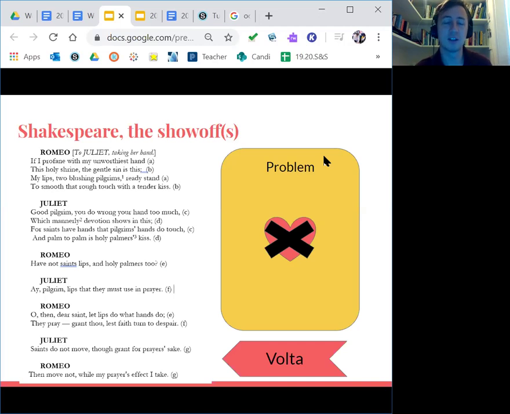And if you want some extra credit, analyze this and tell me what the theme is. What is the volta? What should I learn from this scene, from this particular sonnet? And I'll give you extra credit on today's exit ticket.